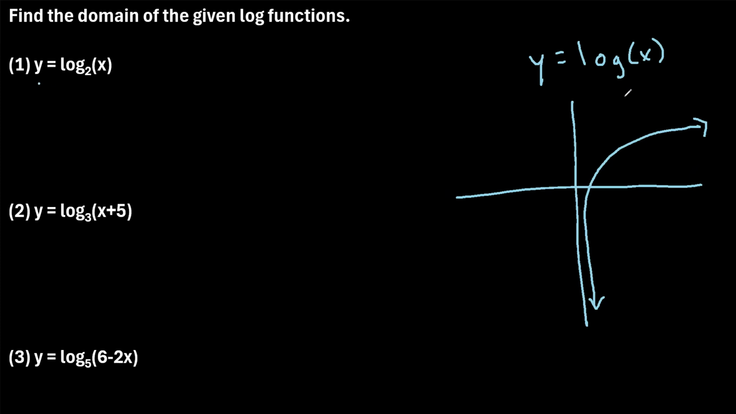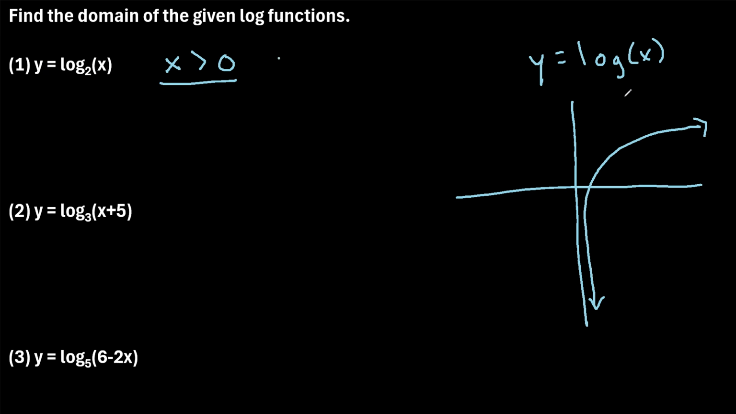So this first example says y equals log base 2 of x. What would the domain of this function be? Well, all we need to know is that this value x right here, whatever is inside these parentheses, has to be greater than 0 in order for us to get a valid y output. So all we would say is x needs to be greater than 0.